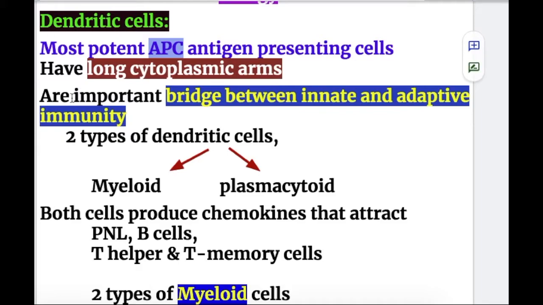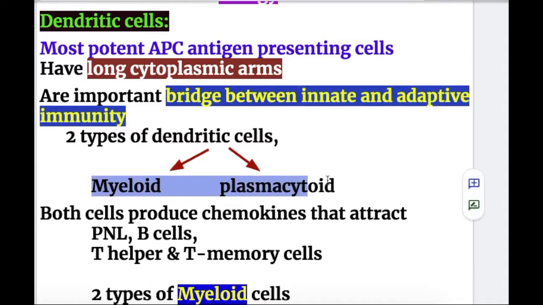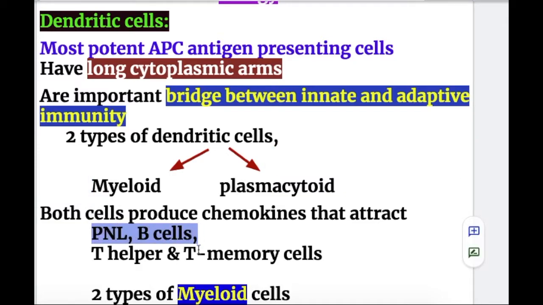The dendritic cells are an important bridge between innate and adaptive immunity, and the two types of dendritic cells are myeloid and plasmacytoid cells. Both cells produce chemokines that attract neutrophils, B cells, T helper, and T memory cells. So dendritic cells are a bridge between innate and adaptive immunity. They have long cytoplasmic arms and they produce chemokines that attract neutrophils, B and T helper and memory cells.